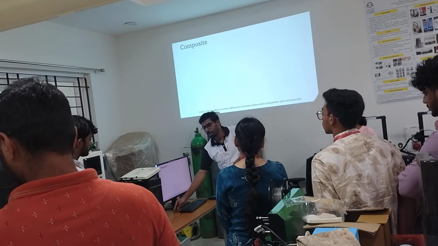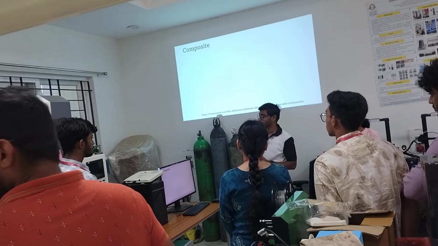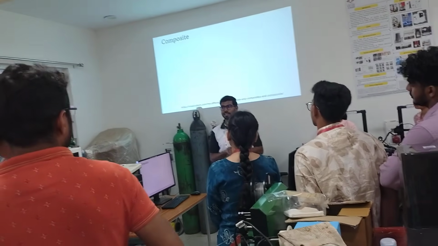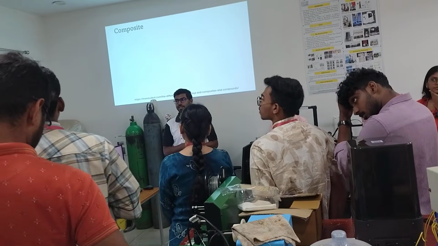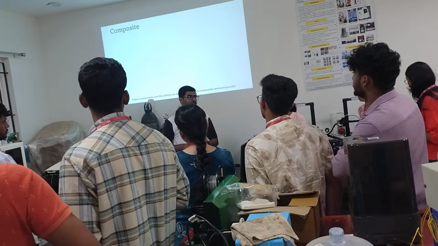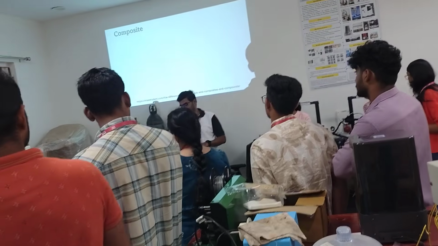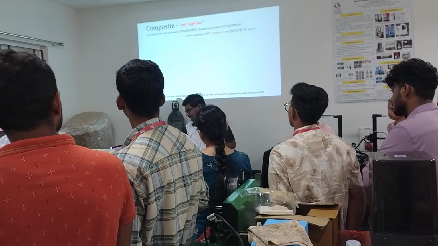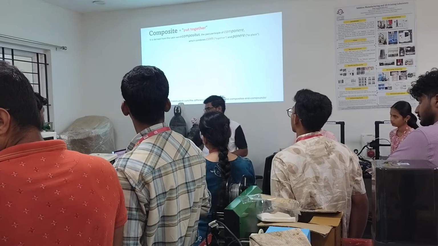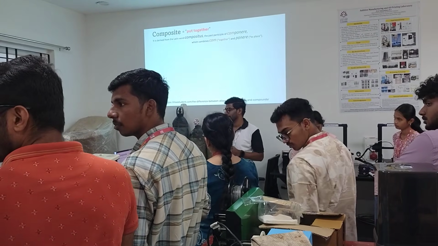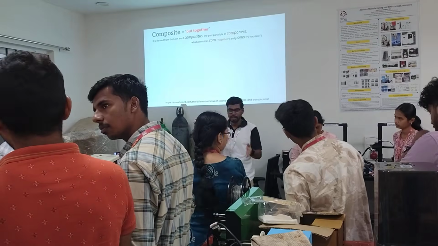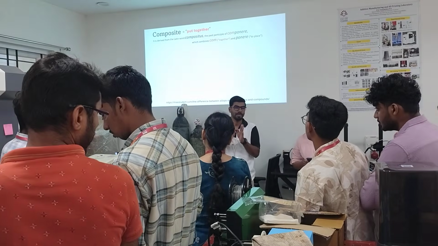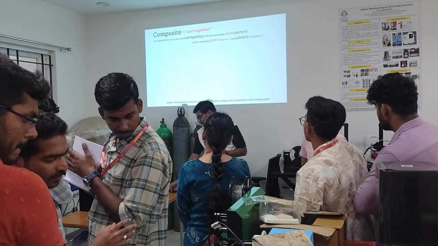So what actually is a composite material? Can anybody give a small definition? A mixture of two or more different materials. Okay, so it is basically put together. The word composite has been taken from the Latin word compositus, where com means together and ponere means to place. So two materials have been placed together, as the basic understanding of composite.